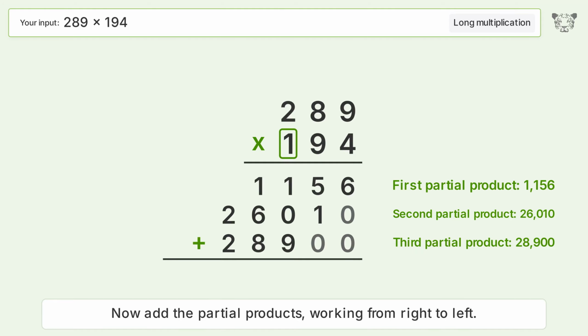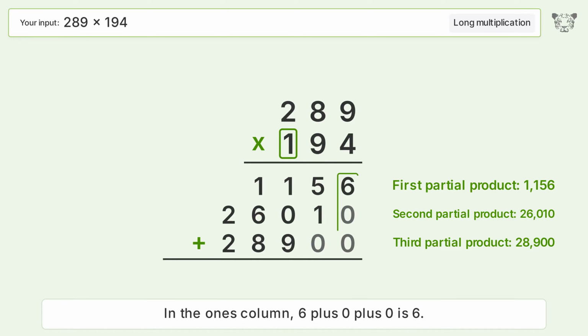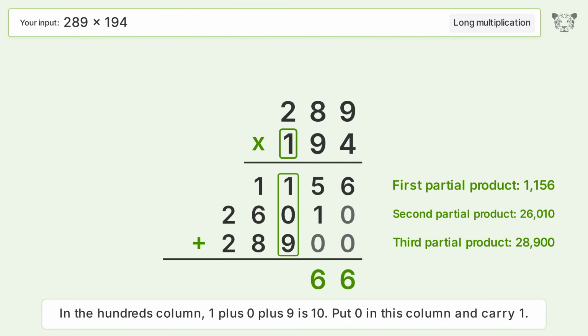Now add the partial products, working from right to left. In the ones column, 6 plus 0 is 6. In the tens column, 5 plus 1 plus 0 is 6. In the hundreds column, 1 plus 0 plus 9 is 10. Put 0 in this column and carry 1.